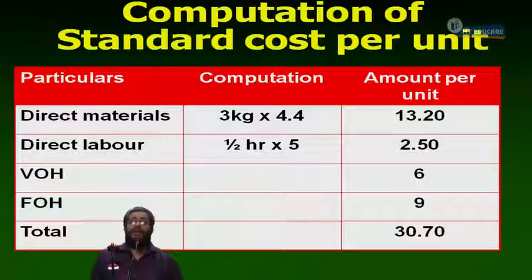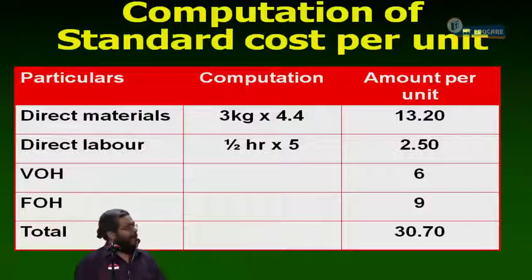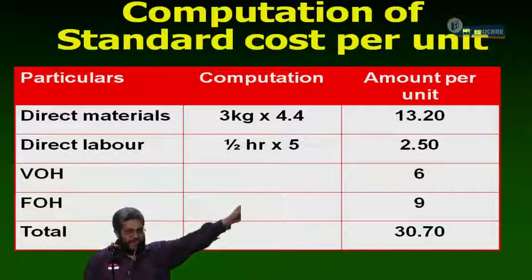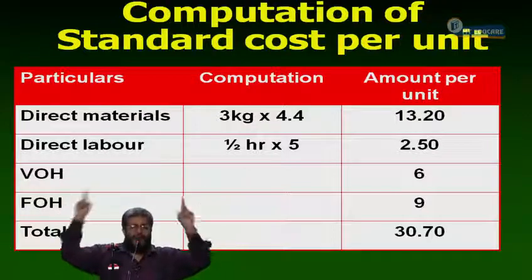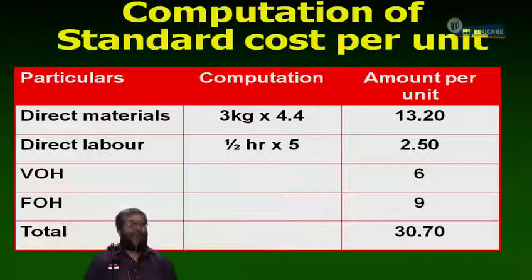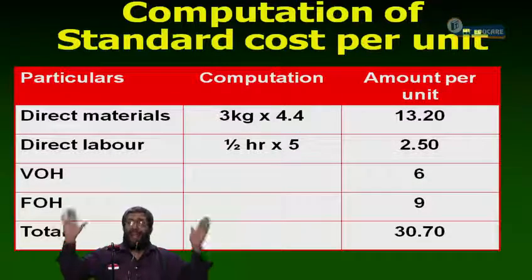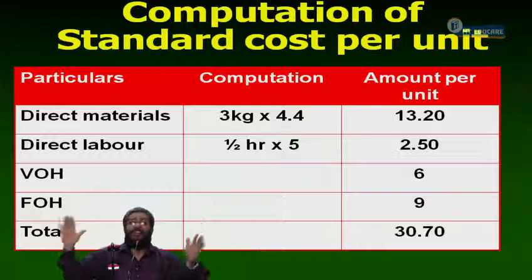Now, how many units do I plan to produce? 30,000. If I multiply the 30,000 units by 30.7, I get the budgeted cost. Everybody, yes or no? I plan to produce 30,000 units, and I plan to spend 30.7 per unit. 30,000 into 30.7, some number you tell me. What is that here? 9 lakhs? 9 lakh 21,000 rupees is the cost I plan to spend.